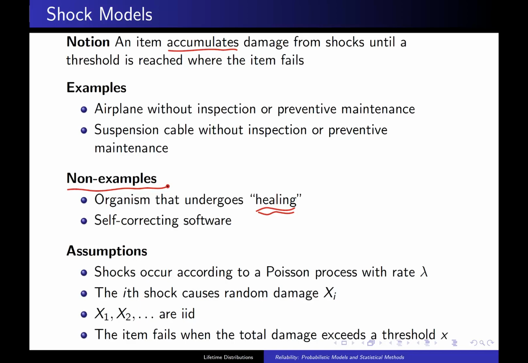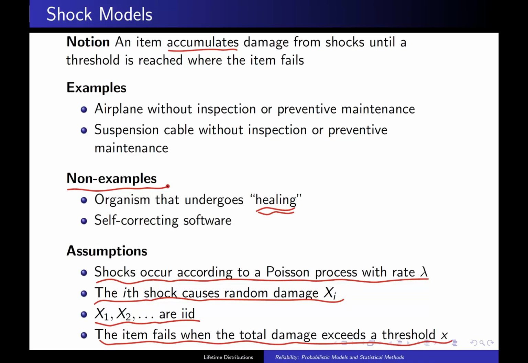Here are the assumptions. First of all, the shocks occur according to a Poisson process with rate lambda. Second assumption, the ith shock causes a random amount of damage X sub i. So the first shock causes damage X1, the second shock damage X2, etc. X1, X2, etc. are IID. There is a way of relaxing this, but for now we're going to assume that they are independent, identically distributed. Finally, the item fails when the total damage exceeds some threshold x.